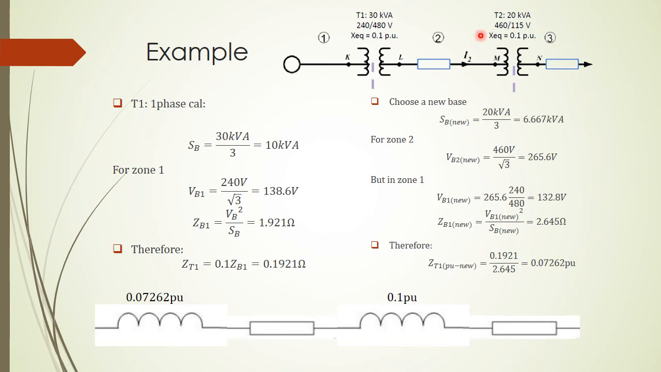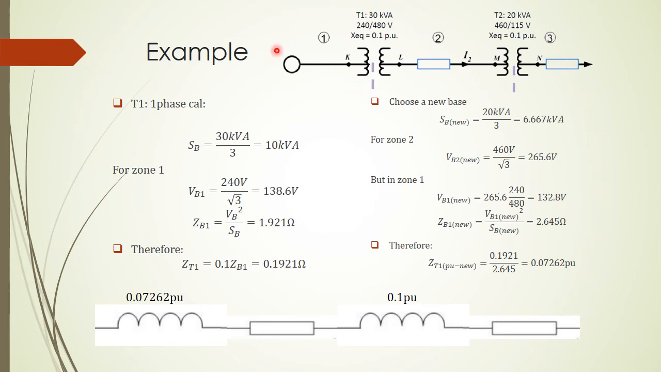So now if we choose the new base as shown here, then the new S base is 200 kVA over square root of 3 for single phase, and it is 6.667 kVA. For zone 2 here, we have the voltage of 460 line to line, and we need to convert it back to single phase, which is line to neutral, so we divide it by square root of 3, which gives us 265.6 volt.